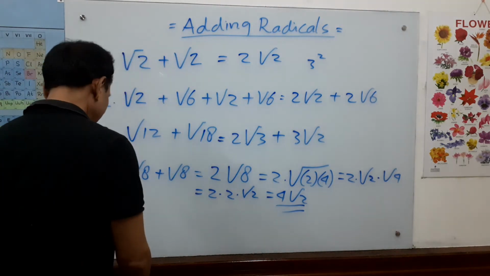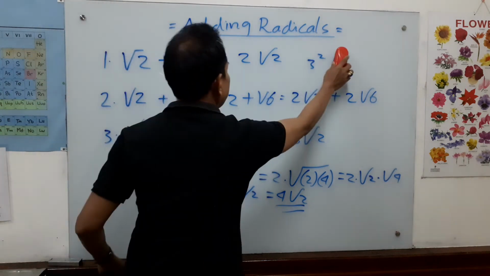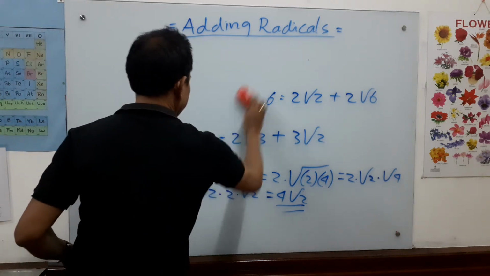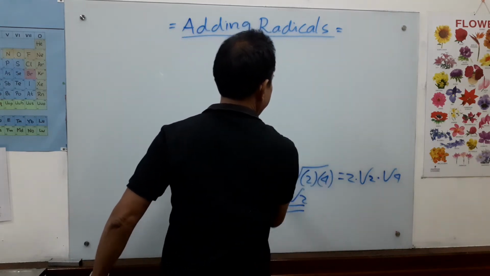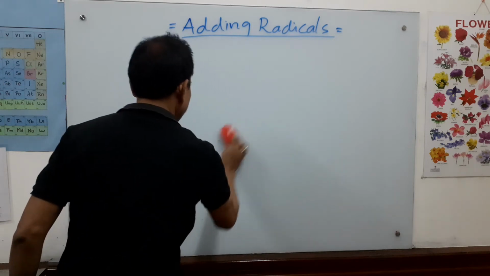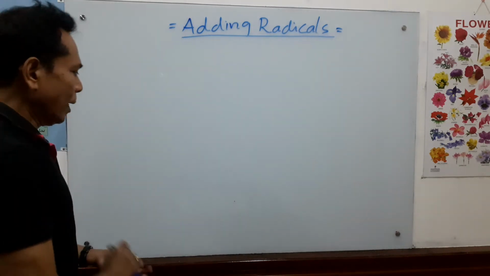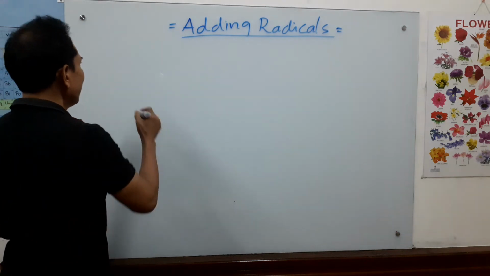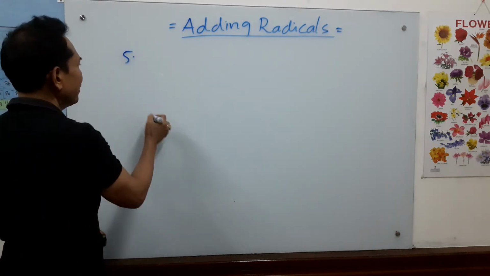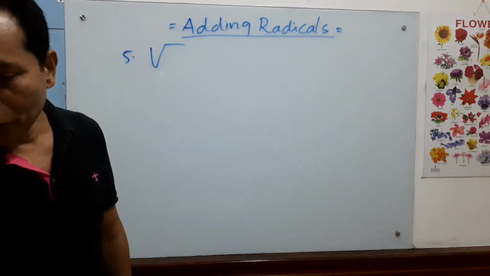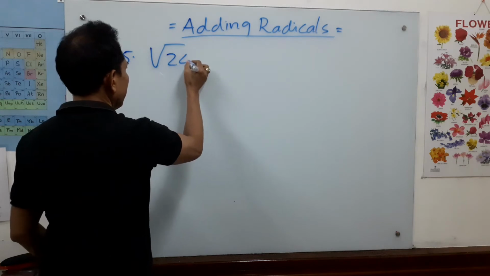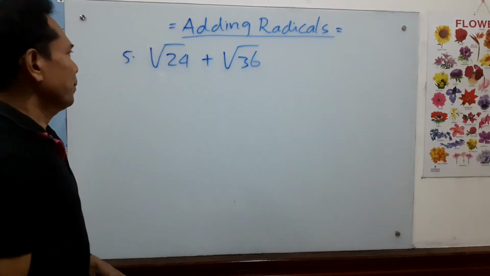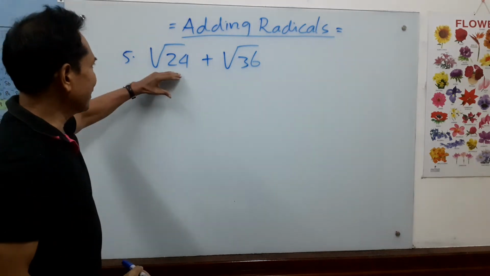Now, I give you some more examples, so I'm going to erase this. And give you some more questions. And this number is a little bit bigger, okay? Now, so that's 4, I'll put 5 here. So we have radical 24 plus radical 36, okay? The numbers are bigger than before. The radicals are bigger than before.